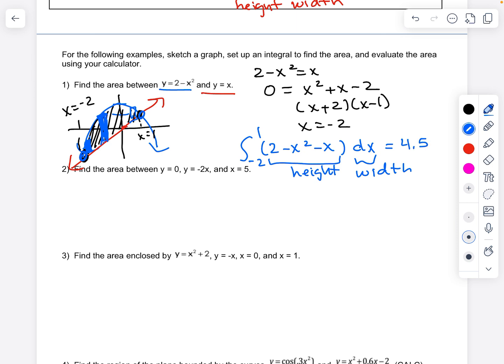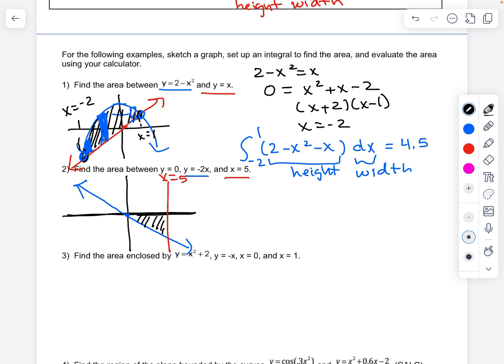Okay. So let's try the next one, same thing. So I'm going to make a rough sketch real quick. So y equals 0 is just the x-axis. y equals -2x is a line, slope is -2, so something like this. Again, just a rough sketch. And then x equals 5 is a vertical line. So the region that is bounded by all three of those graphs is this little triangle right here.